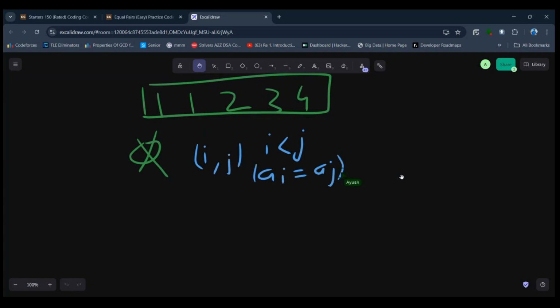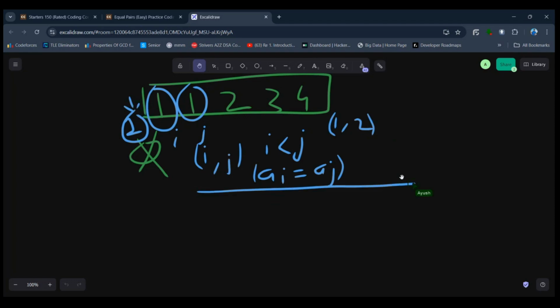So if I see this one and this one, this can be my i and this can be my j. So one possible pair could be 1 comma 2. Since no other occurrence of 1 is there, only one such value of p is possible, and that is the maximum value, right? Yes or no? Yes, sir.